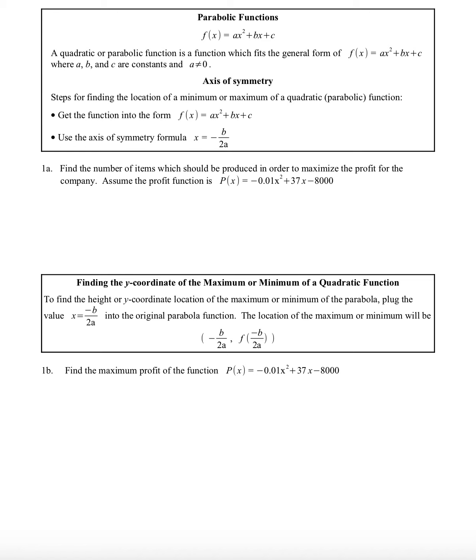Parabolic functions come in the form of f of x equals ax squared plus bx plus c, where a is not equal to 0. If a is not equal to 0, then our parabola is going to be a curved shape. It's going to have an axis of symmetry. Let's take a look at the previous problem to see where the axis of symmetry would be.